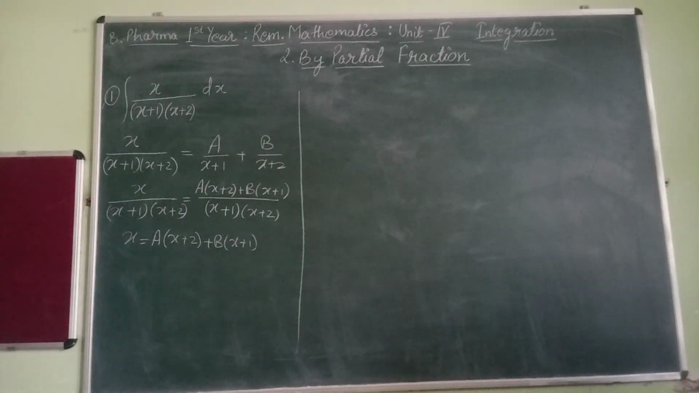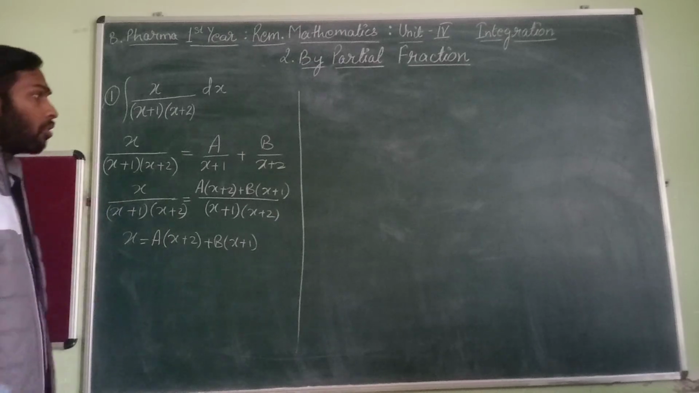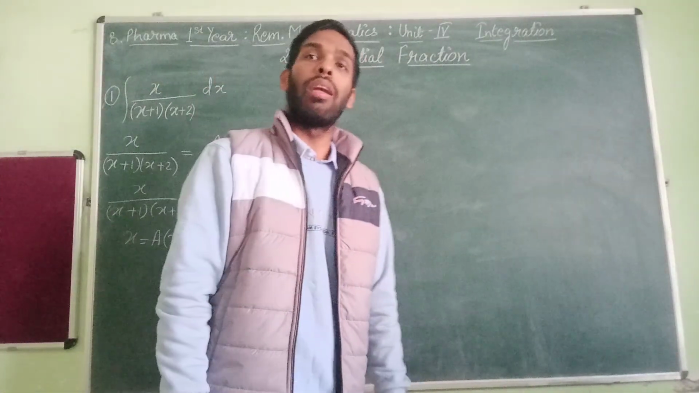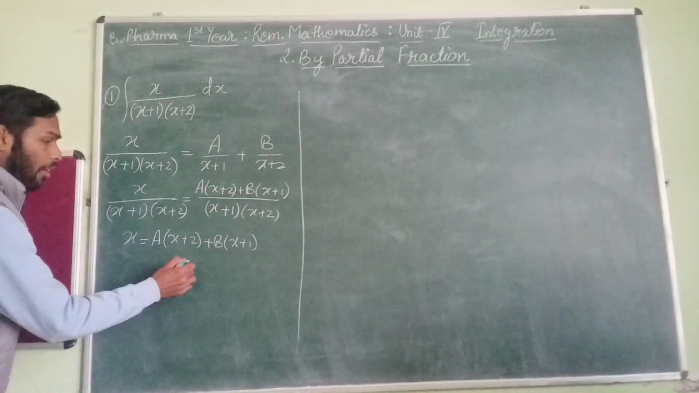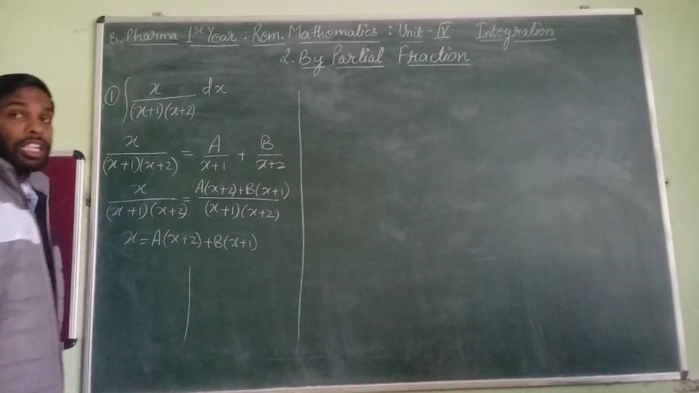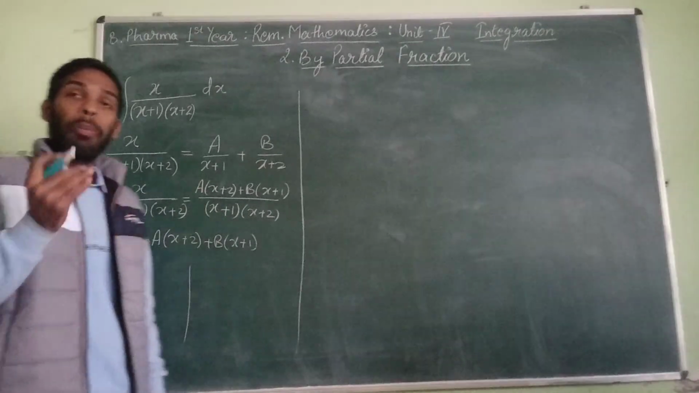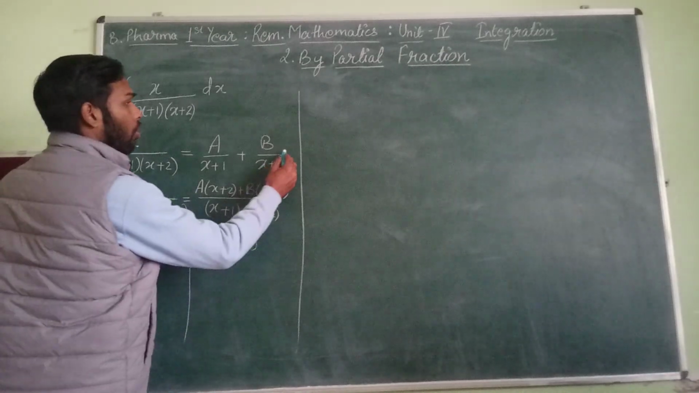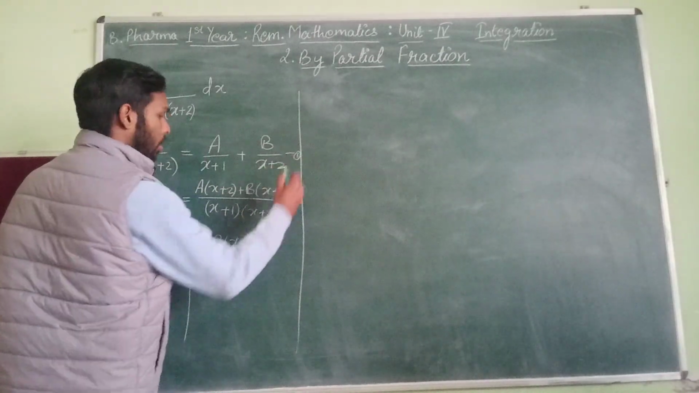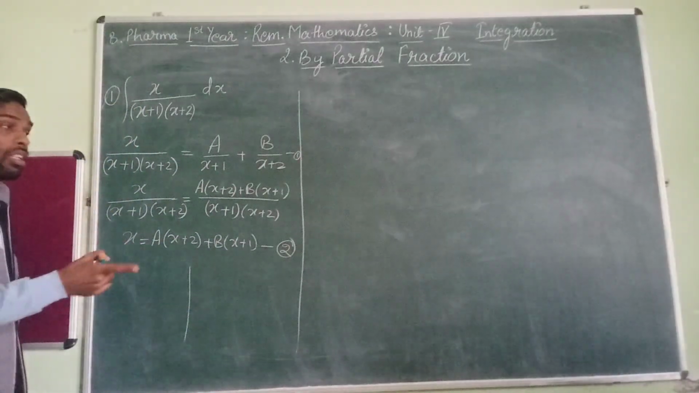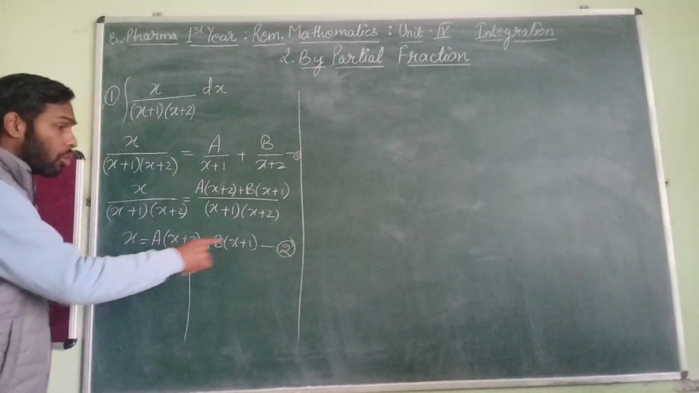Now the main thing in this question is to find the values of the constants a and b. How do you find them? There are two factors, x plus 1 and x plus 2. You can name the first equation as equation number 1 and this equation as equation number 2. One by one, put these linear factors equal to 0 in equation number 2.